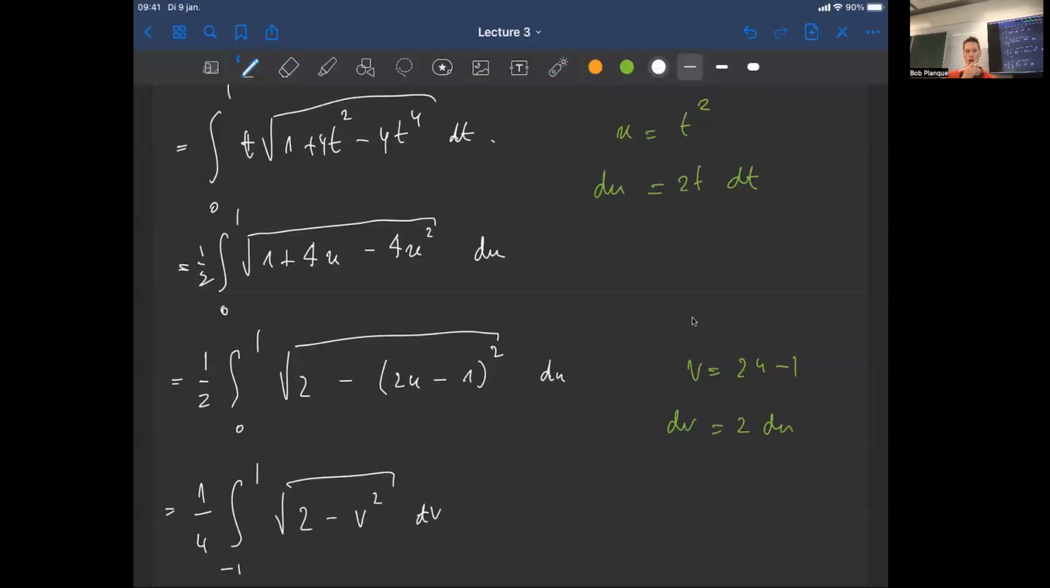Yes. Why is it 1/4? Because of the 2, the value 2 here. Yeah, so here I have to replace du by dv. And so du equals a half dv, and that is a half that is in this factor of a quarter. So either you know your standard integrals, and I do not know this one by heart, or you say, this is actually nothing but the area of a circle.